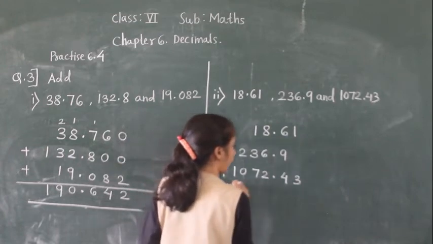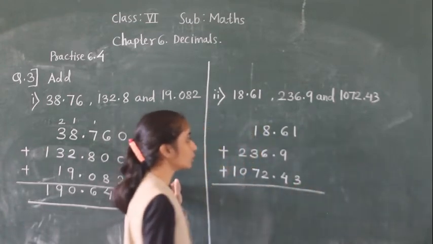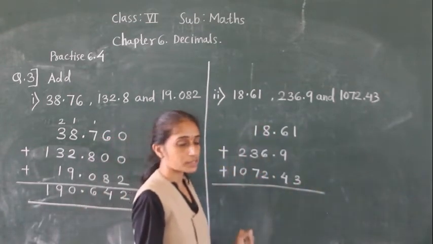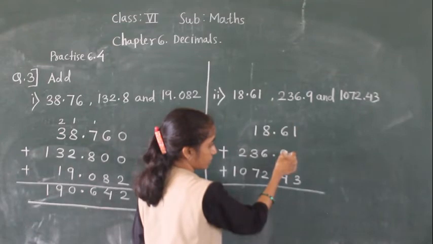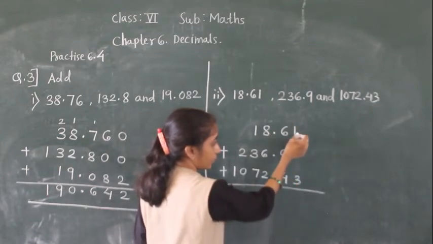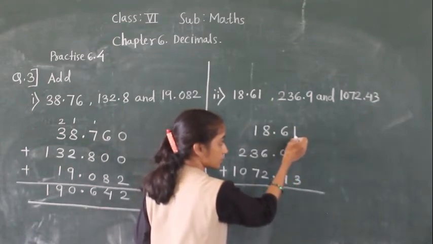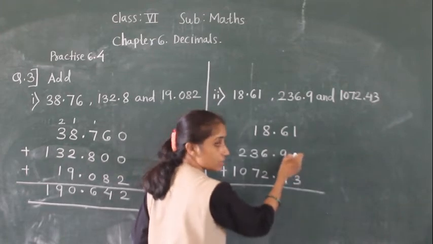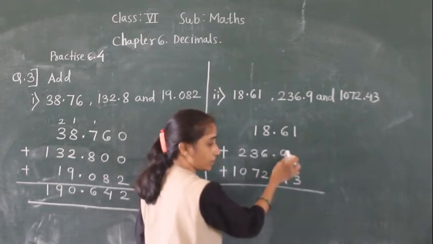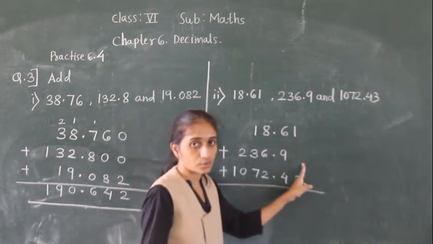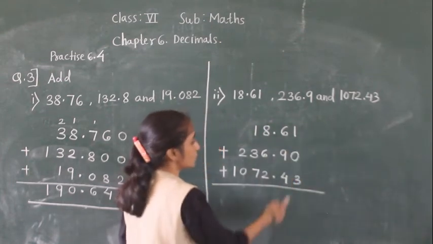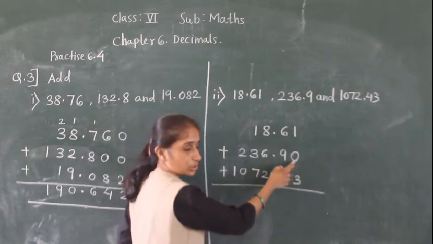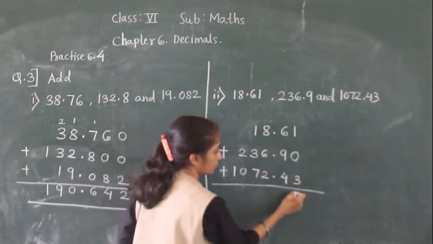Now what we did? We arranged the numbers in column. Now what we are going to do? We are going to add these numbers. Now see, here after decimal point, this is 10's place, and this is 100's place. Here there is no number. This place is vacant. So at a vacant place what we have to write? We have to write 0. Okay. So 3 plus 0, 3. 3 plus 1, 4.